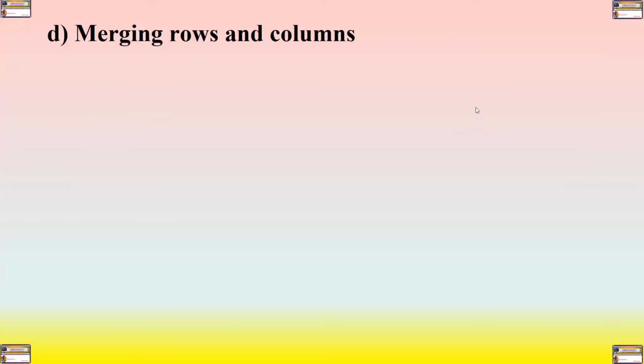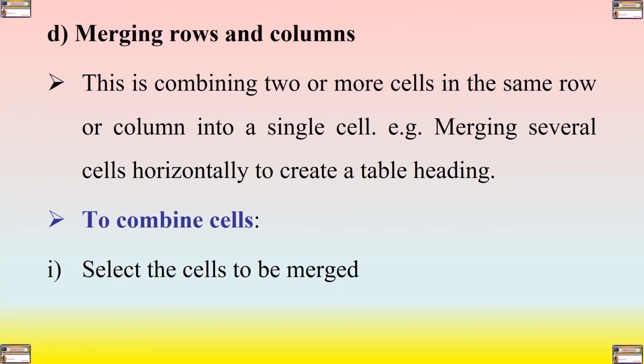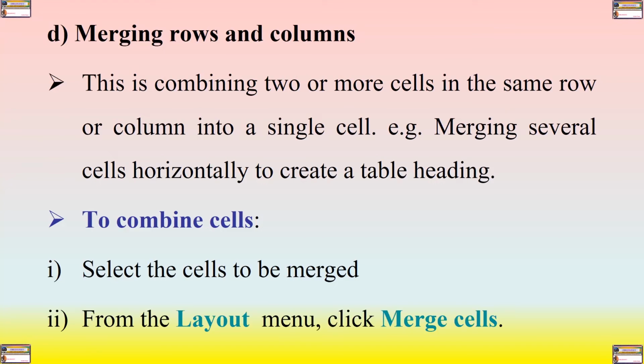Another activity you can perform in your table is merging rows and columns. That is combining the rows and the columns. So what is to merge? Merging is combining two or more cells in the same row or column into a single cell. For example, merging several cells horizontally to create a table heading. To combine cells, you select the cells to be merged. Then from the layout menu, you click Merge Cells.